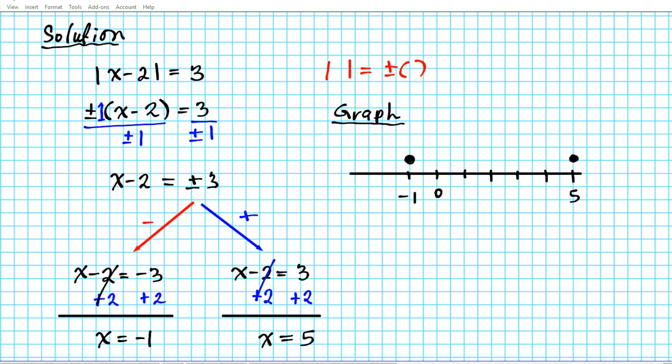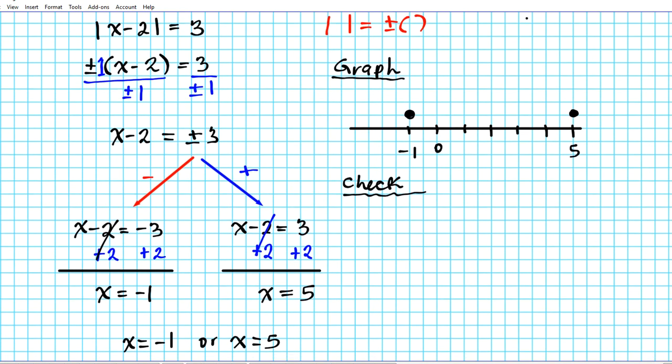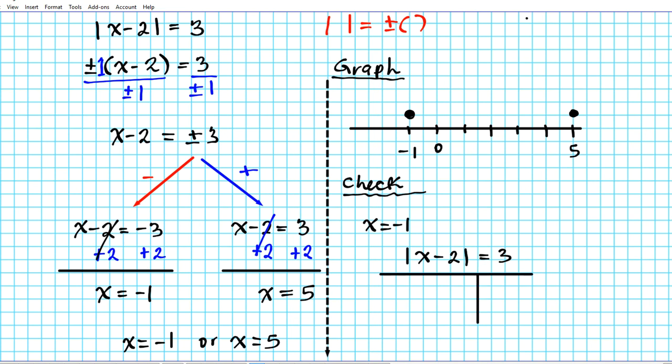Alright, now we're going to go ahead and check our answers to see if they are correct. So we have the graph. Now the last part is the check. We have two solutions, so we're going to be carrying out two checks. For the first check, let's use the smaller one, x equals negative 1. We're going to check to see if that x value satisfies the absolute value equation. We have the original equation, the absolute value of x minus 2 is equal to 3. So this is a proof. We're going to be generating our t-chart to carry out our check.